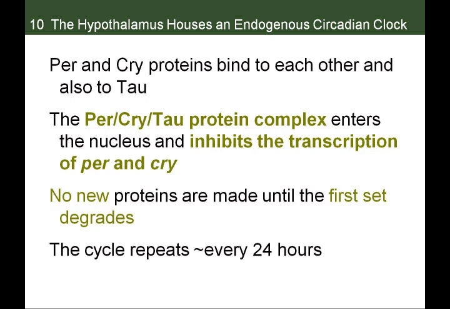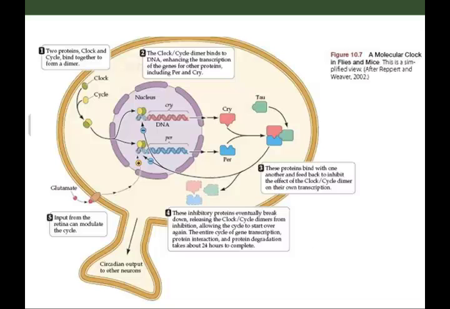So you don't make any more new proteins, no more period, no more cry genes, nothing of that until this complex is completely degenerated. And how long does this cycle take? 24 hours. Okay, so let's go through this again, but schematically, and see if it makes sense a little bit.